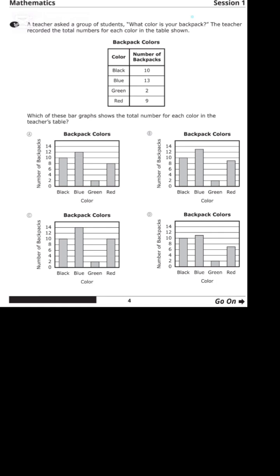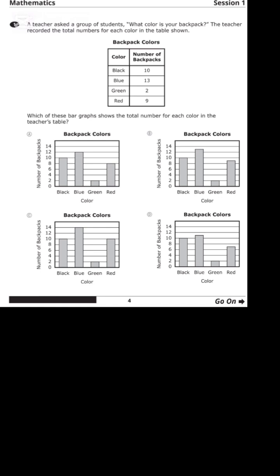The question reads, a teacher asked a group of students, what color is your backpack? The teacher recorded the total numbers for each color in the table shown. So we have the colors and the number of backpacks for each color. For black, there are 10 backpacks. For blue, there are 13. For green, there are 2. While the last one, which is red, there are 9.